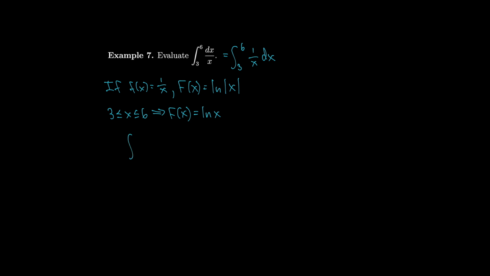So our integral of 1 over x dx becomes ln x from 3 to 6. Plugging in 6, we get ln 6. Plugging in 3, we get ln 3. Using laws of logarithms, that's ln of 6 over 3, which is ln of 2.